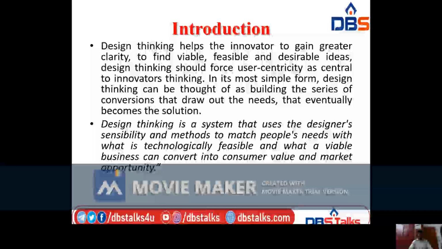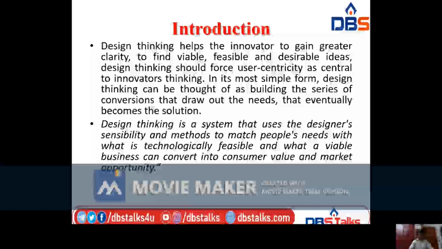Design thinking should force user centricity as central to the innovator's thinking. Now it is completely based on user centricity. In its most simple form, design thinking can be thought of as building a series of conversations that draw out the needs that eventually become the solution. Now it builds and draws out the different types of needs which are available for the end users.